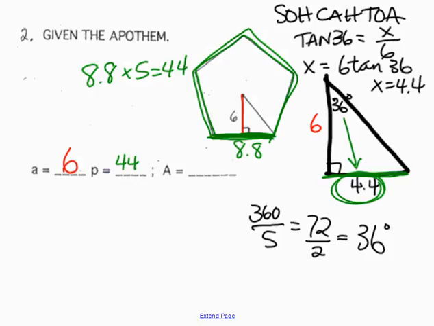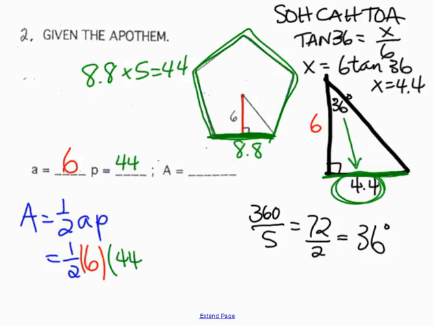Okay. Now I need to figure out the area of this. The area of this particular pentagon is going to be, remember, the area equals 1/2 the apothem times the perimeter. Okay, so that is 1/2 of 6 times 44. So the area equals 132 units squared.